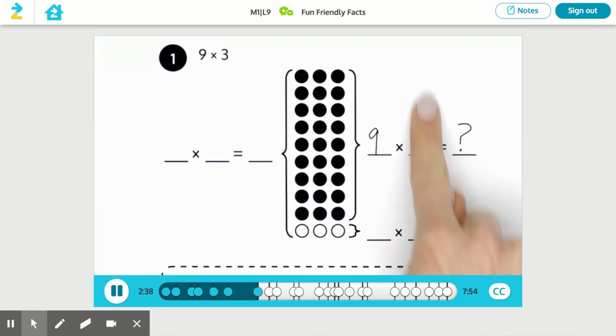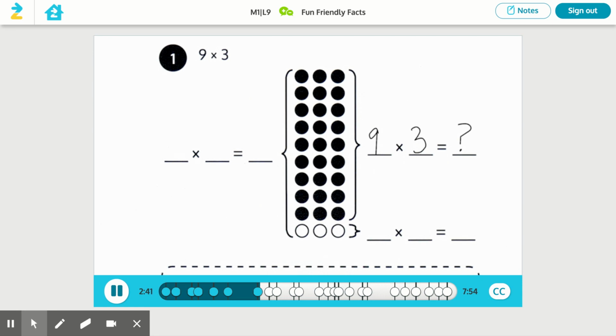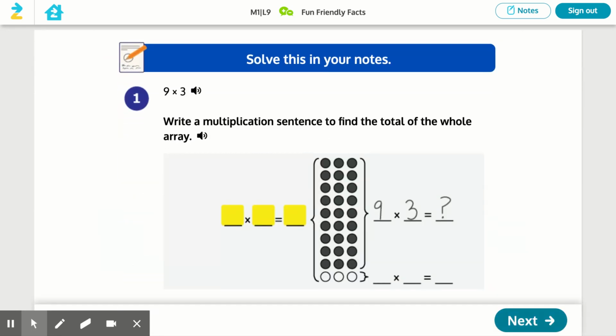Now let's use the whole array to help us solve this problem. This whole array has 10 rows of 3. Can you write a multiplication sentence to represent that? Find the total of the whole array in your notes now. All right, and so let's write a multiplication sentence that describes this entire array.